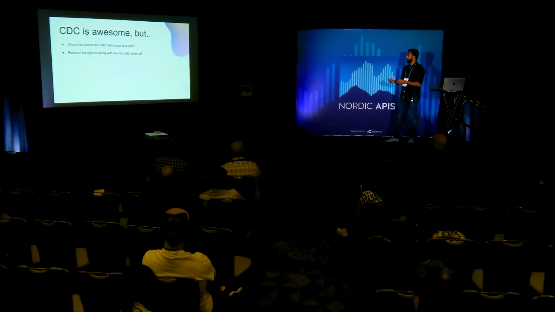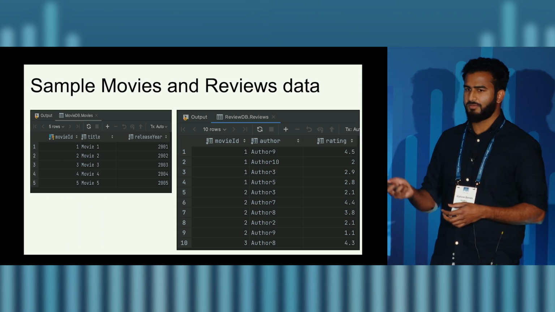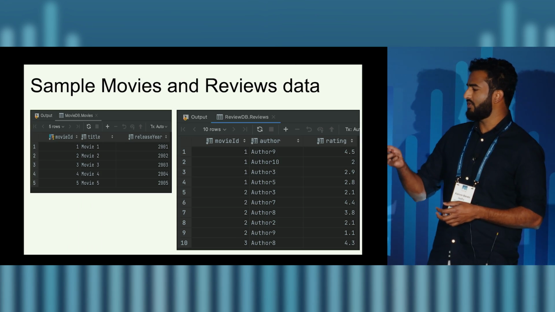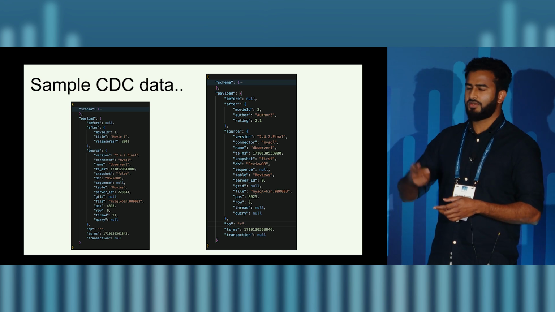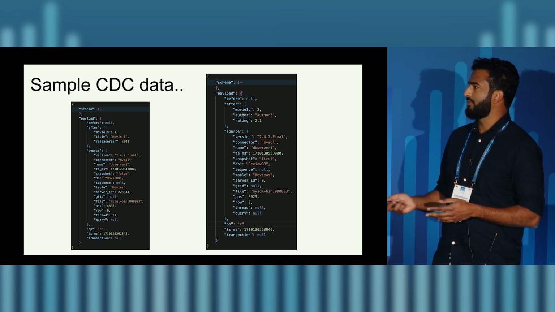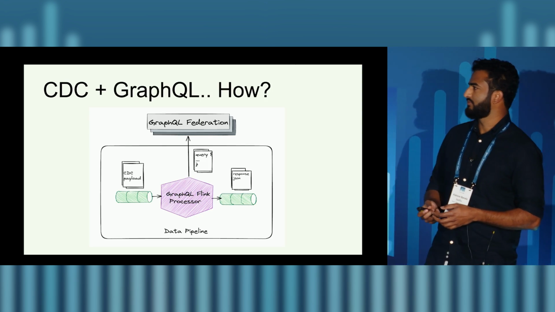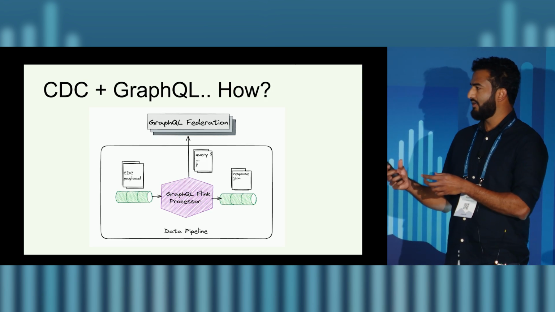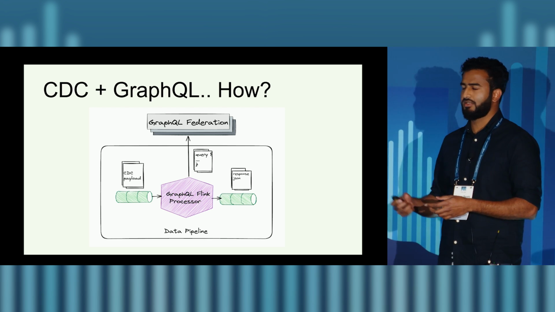If you go back and see, the payload here is tightly coupled with the database schema. For example, if you have to change the release year here, that will be reflected in this payload, and you have to update all of your data pipelines downstream. So how do we do that? That's where we considered having this pipeline of CDC and GraphQL Federation together.